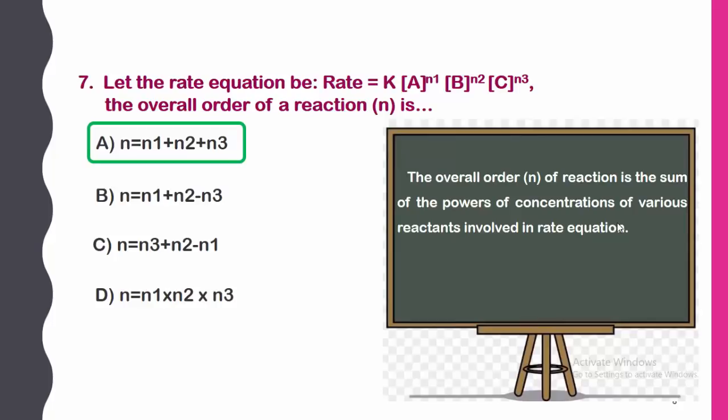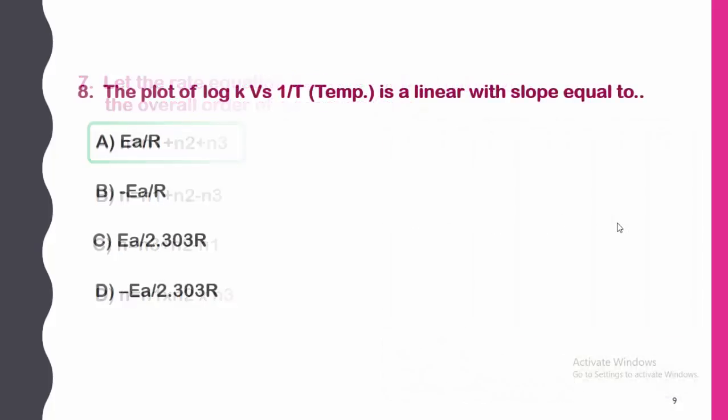Here the rate equation is already given. Rate is equal to K into concentration of A power N1, concentration of B power N2, concentration of C power N3. What we have to do is calculate the overall order. N is equal to the sum of the powers of the concentrations of all the reactants involved in that rate equation. So, N is the sum of the powers of concentrations of various reactants involved in the rate equation. Hence the order can be calculated: N equal to N1 plus N2 plus N3. Hence the right answer of this question is option A. Okay, let me go for another question.